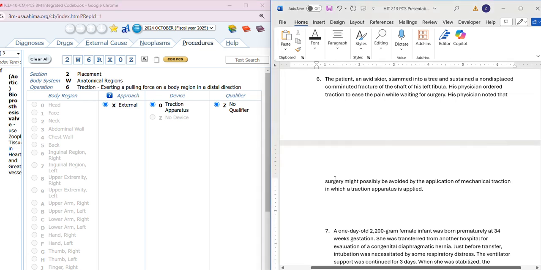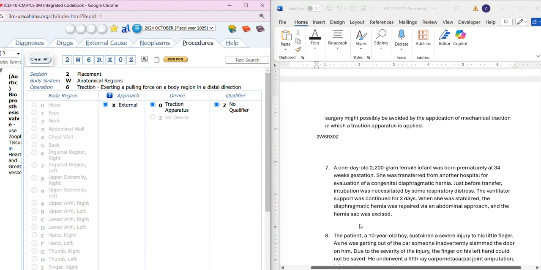So the code for number 6 is 2W6, R as in race car, X as in X-ray, 0, Z as in zebra. All right, moving on to number 7.